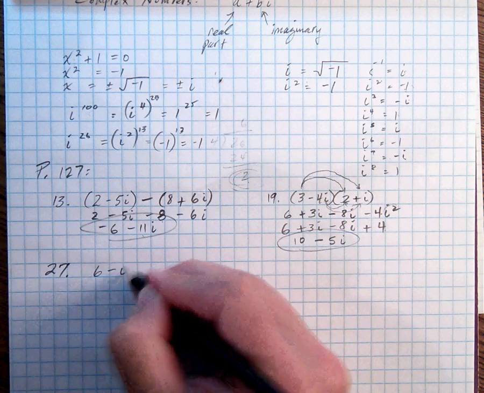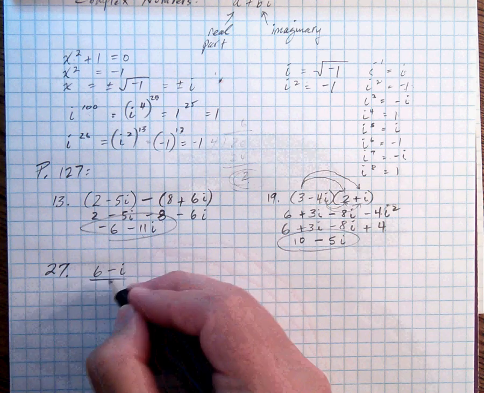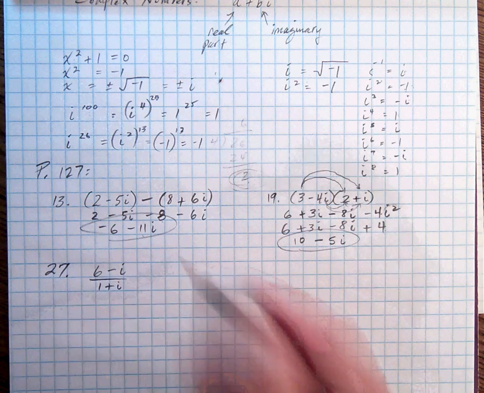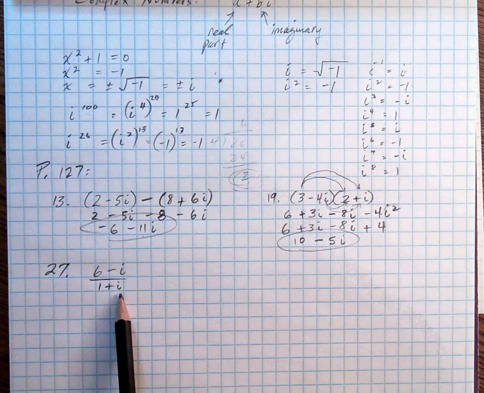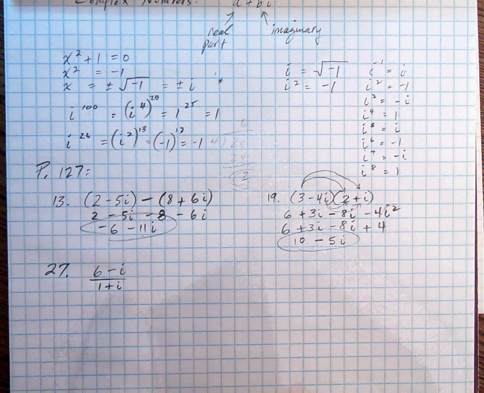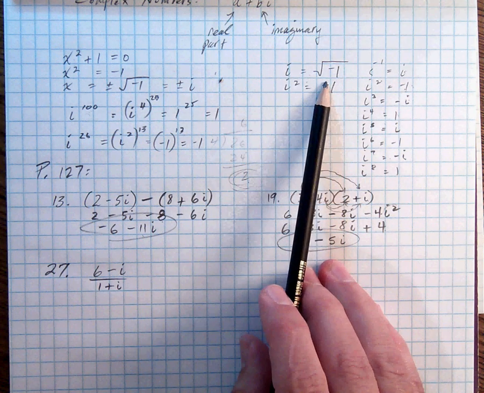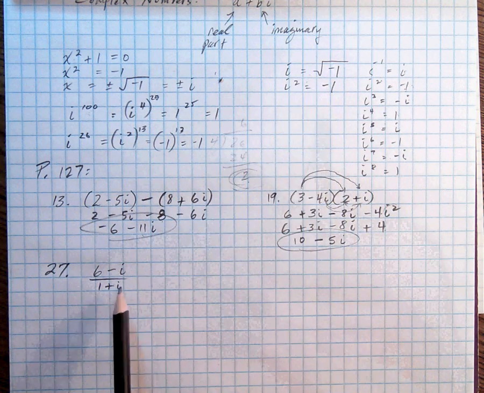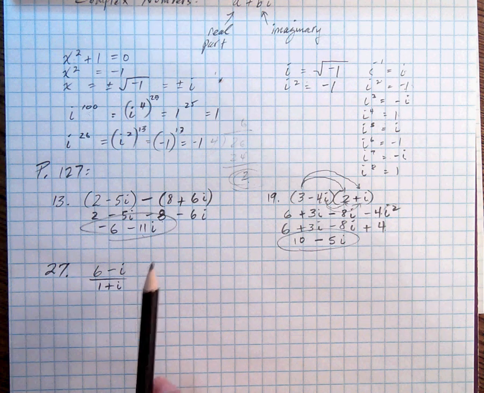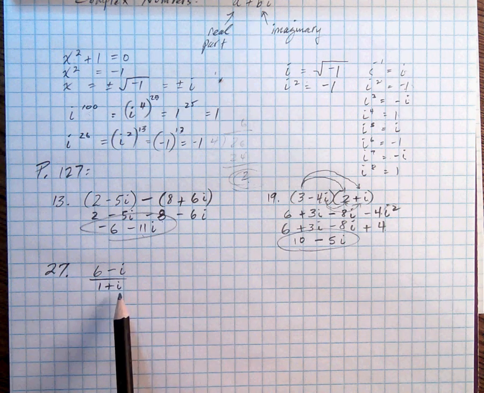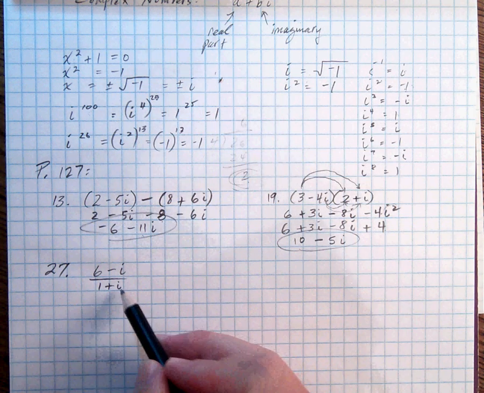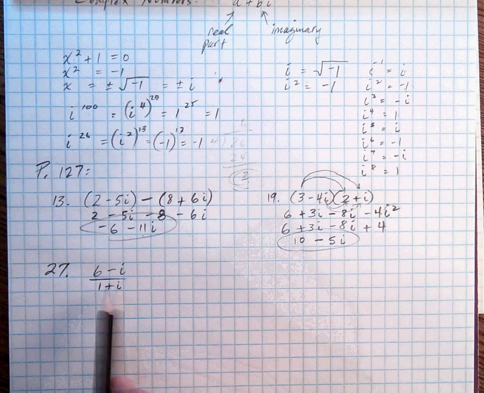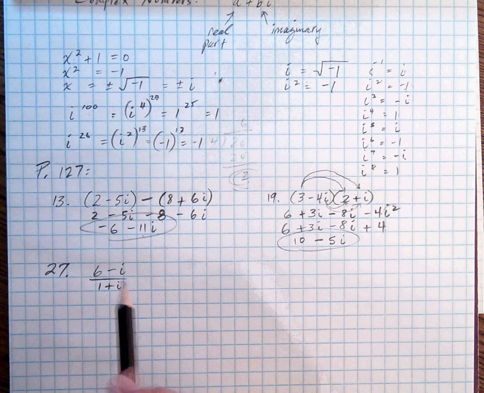6 minus i over 1 plus i. Alright, so I guess technically this is not in simplest rational form, because remember i really is a square root, isn't it? And it's bad form in some sense to have a square root in the denominator. So we can get rid of that by multiplying by the conjugate of whatever the denominator is.